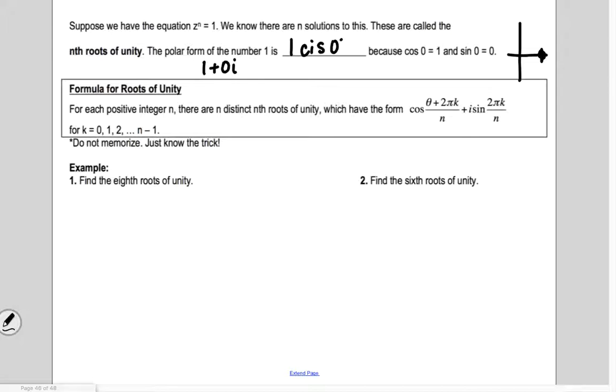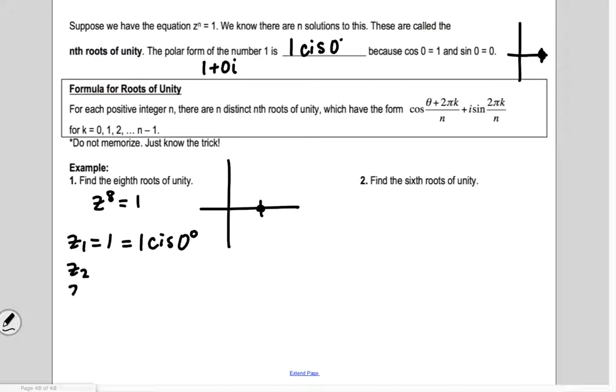It says find the 8th roots of unity. What are we saying? We're saying find where z to the 8th is equal to 1. So we want to take the 8th root of 1. On the roots of unity, our first answer, surprise, is always 1. So z1 is 1. Check. If you want to write that as 1 cis 0, you can. Z2, Z3, Z4 are all going to follow from that.